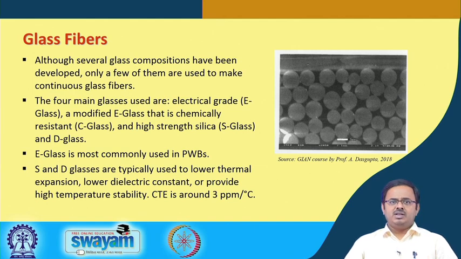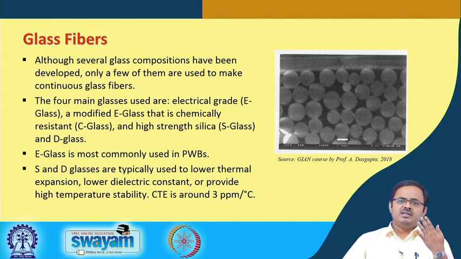Okay. These are all electrical grades. So, the 4 main glasses that are used today are the electrical grade or E glass, something called a C glass, which is an E glass which is chemically resistant. Okay. And then there is something called S glass, which is high strength silica glass, and then finally something called D glass. Okay. So, E, C, S and D, these are the 4 major types of glass materials that are used as one of the components that goes into making of a motherboard.